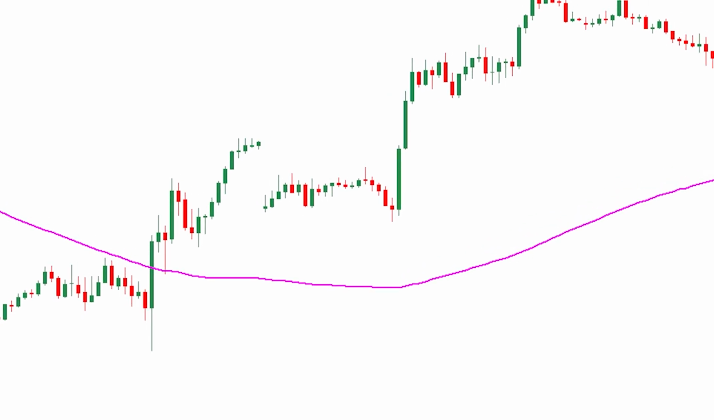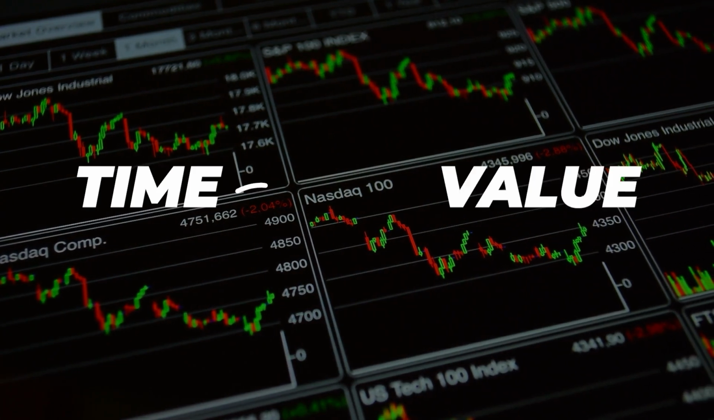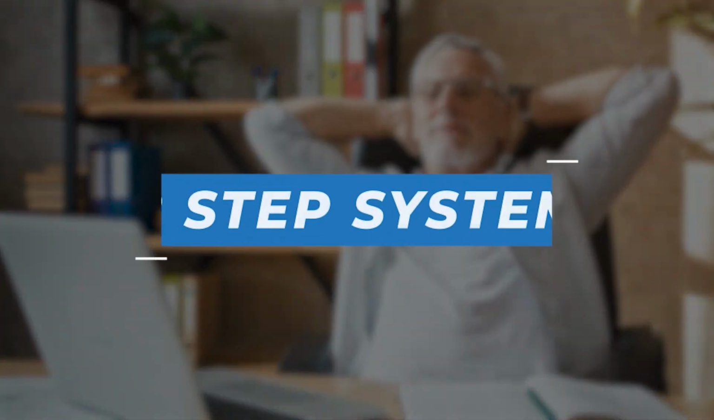The line here will give us influence and is a fundamental component of this trading system, combining a fusion of time as well as the value of the asset based on the economic shape. But let's free ourselves from the complexities that give power to this system by presenting it in a more simplified way. This is a two-step system.